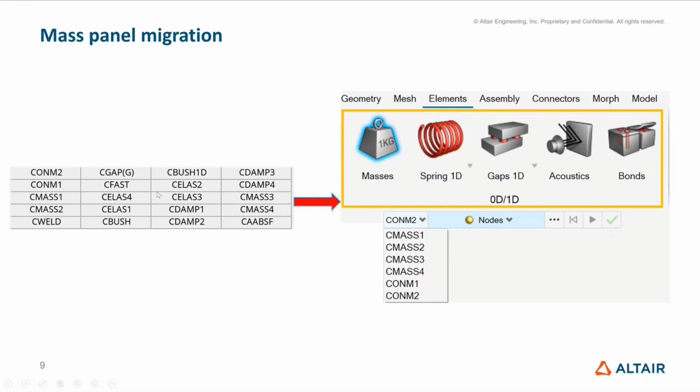And similarly, the CLS and other configurations have been distributed among these ribbons, like CLS goes to the springs and the gaps go to the gap. And acoustics, like the CAABSF acoustic element, goes to the acoustics, and CFAST and CWELD go to the bonds ribbon here. So similarly, when you create on these ribbons, you'll have a similar context to what has been shown for mass here.